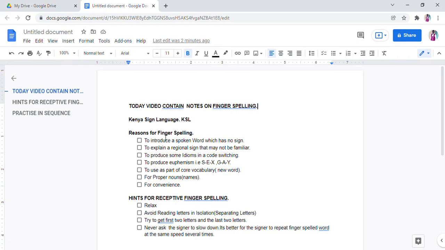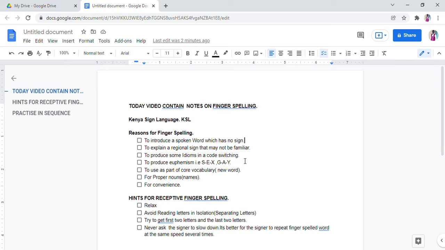So when we talk about fingerspelling, I want us to just rush and see the reasons for fingerspelling. One of the reasons why someone needs to use fingerspelling is to introduce a spoken word which has no sign. So if you find a word with no sign, you definitely will have to use fingerspelling. Another one is to explain a regional sign that may not be familiar. To produce some idioms in code switching, you will have to fingerspell.